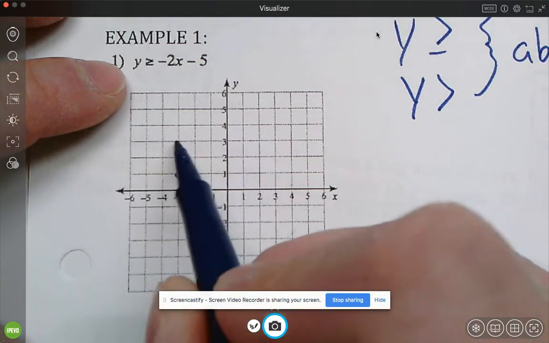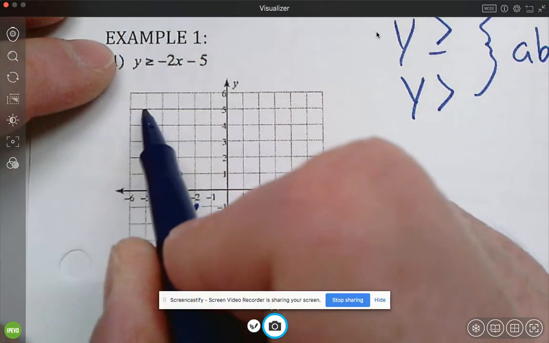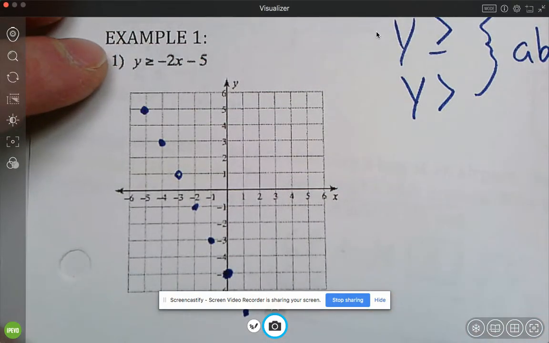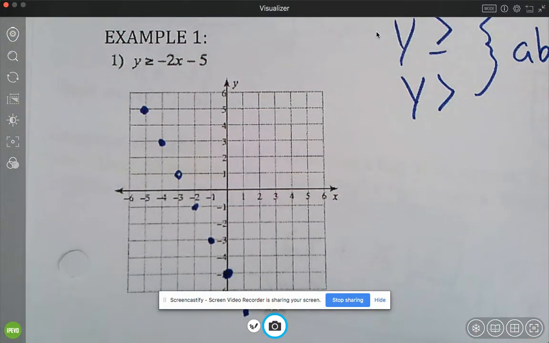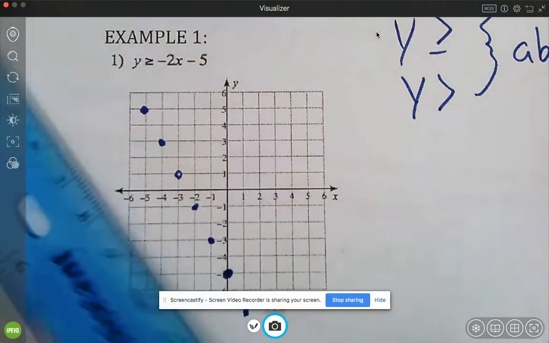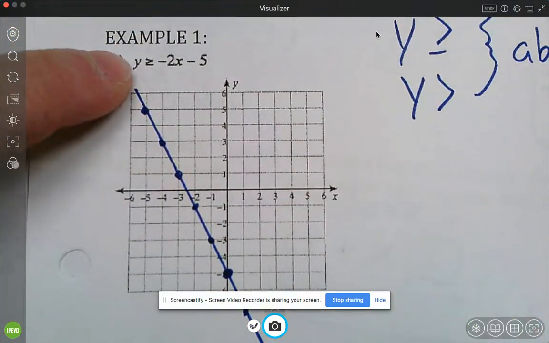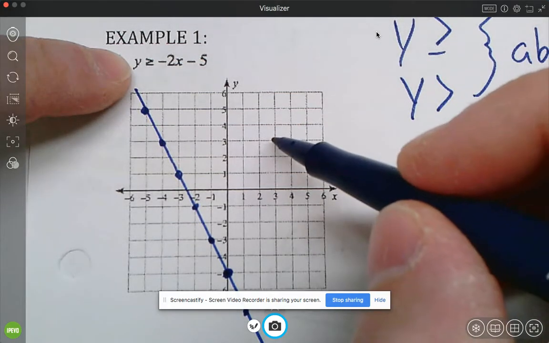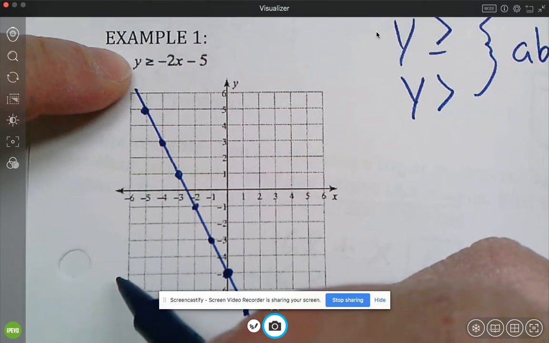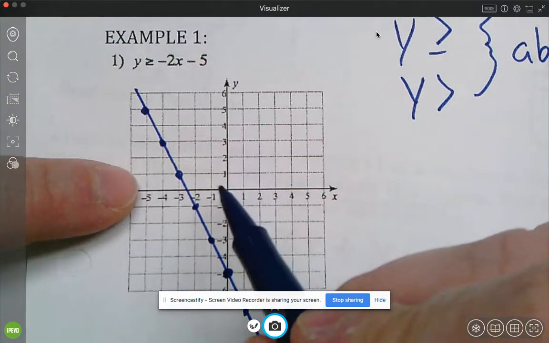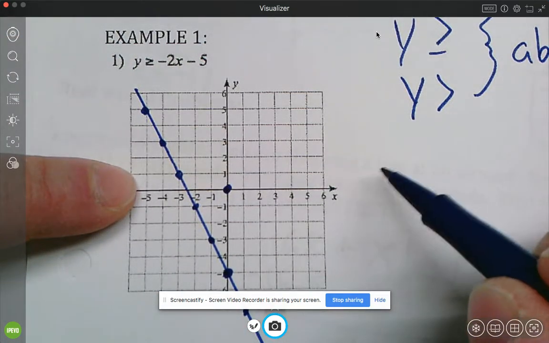Raise your hand. Is this going to be a dotted line or a solid line? Yeah, it's definitely going to be solid. Okay, so if our theory holds true, this is greater than or equal to. So should we be shading above or below the line? Yeah, above. But let's test 0, 0 to make sure it is part of the solution.